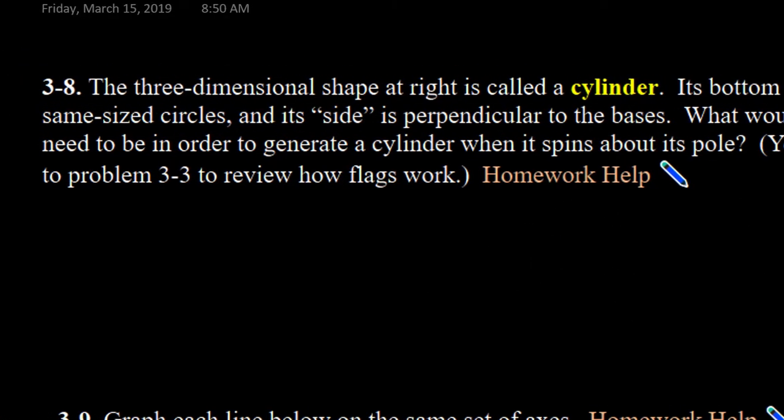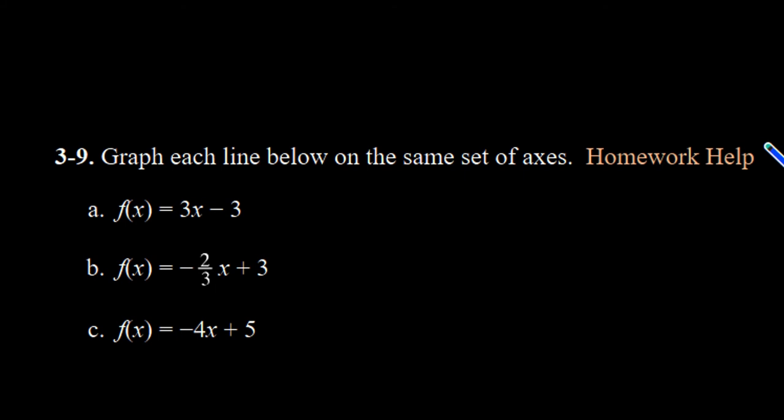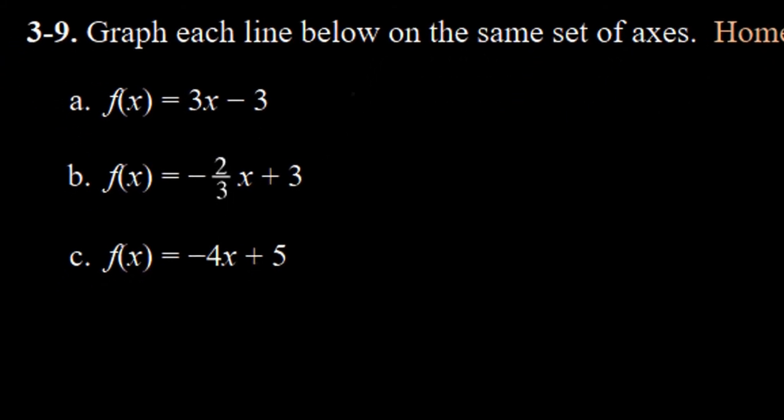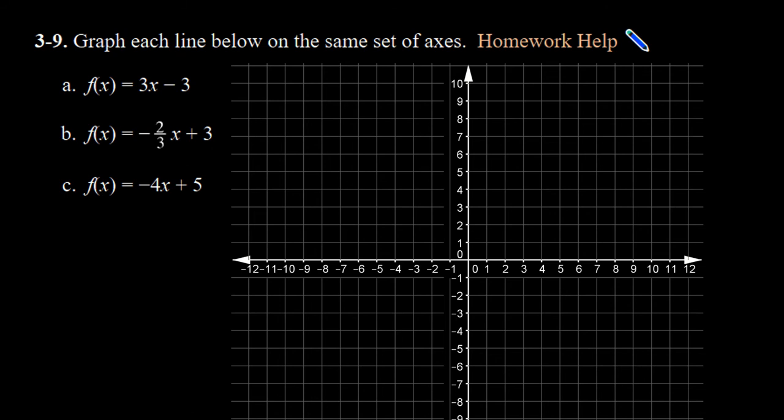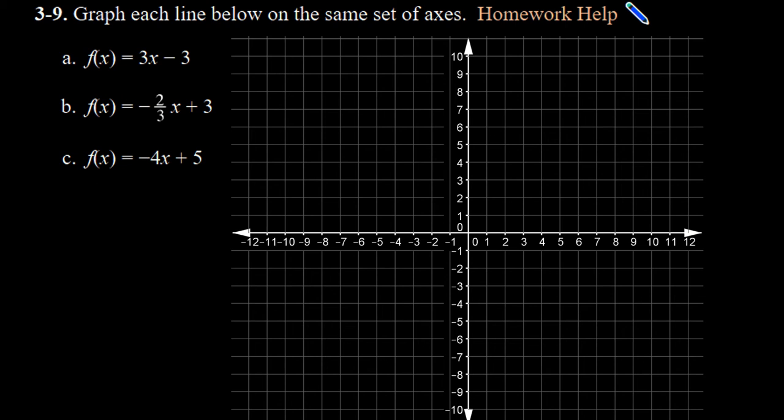Let's move on to question number 9. It says, graph each line below on the same set of axes. So there are three different functions here, and they're all called f. Clearly, that's not a great thing because if we were going to mix them up or do things with them, it'd be nice to know that they had different names. But let's graph them separately.